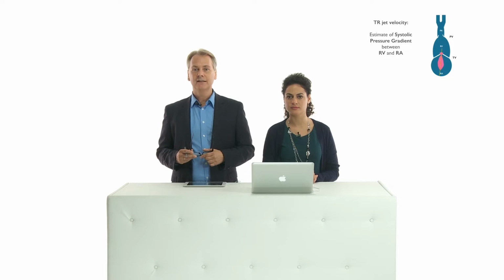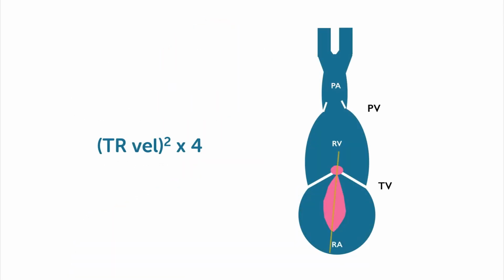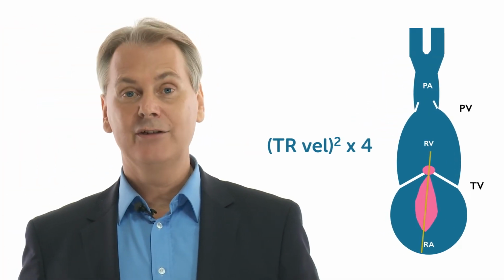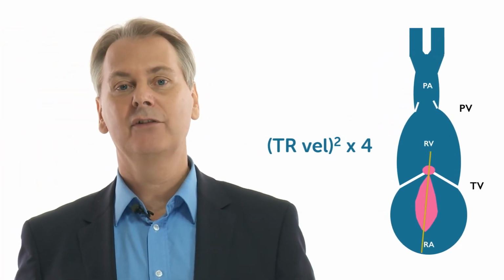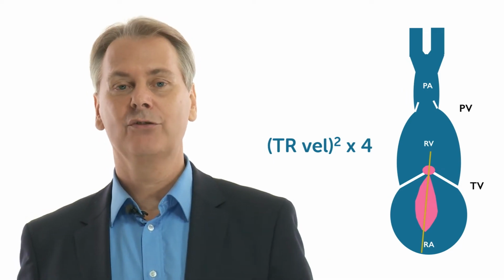Very simple. We just look at the TR jet velocity. The velocity can be measured with the help of continuous wave Doppler. So we look at the peak velocity of that jet, and then we simply plug it into a formula. This formula goes like this. You take the TR velocity, square it, and multiply by 4. This would give you, for example, a value of 36 if you have a velocity of 3 meters. 3 squared is 9 times 4 is 36.